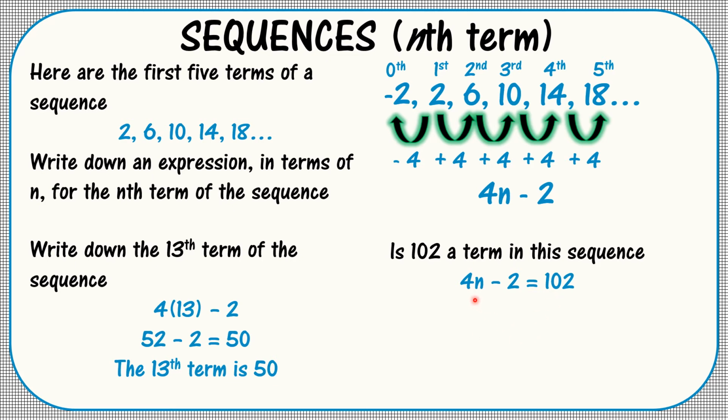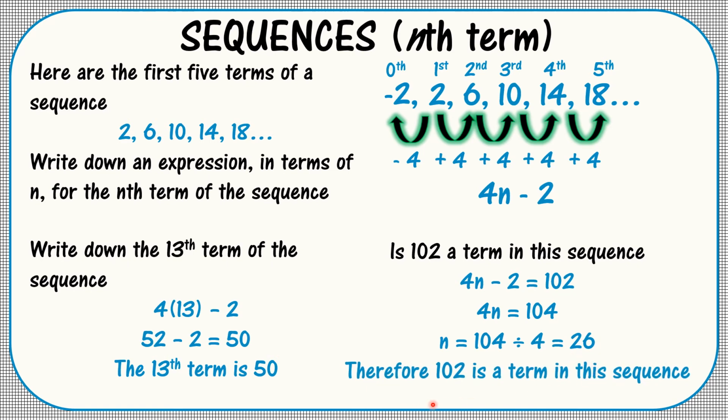So let's solve this. 4n minus 2 equals 102. You take this 2 to the other side, so on this side it's minus, on the other side it becomes a plus. 4n equals 104. You will divide both sides by 4. So n equals 104 divided by 4, which equals 26. Because we have a whole number, it means that 102 is a term in this sequence.